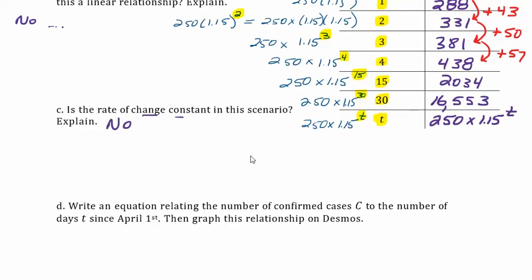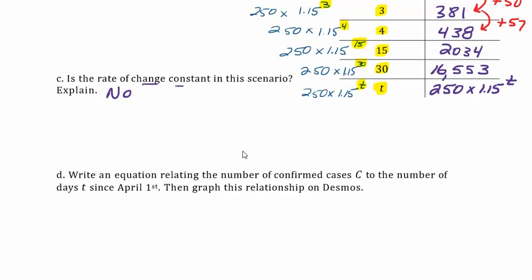All right, so we actually did D already. Write an equation relating the number of confirmed cases C to the number of days T since April 1st. So we said the cases are going to be the 250 we started with on April 1st, and then we're going to multiply that by 115%, or 1.15, to the power of however many days after April 1st we're looking for. Let's go to Desmos and punch this equation into Desmos, just like we did with the linear one.